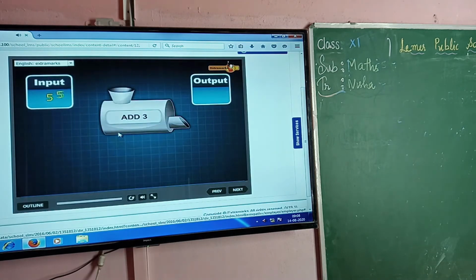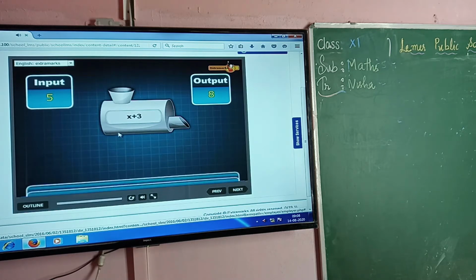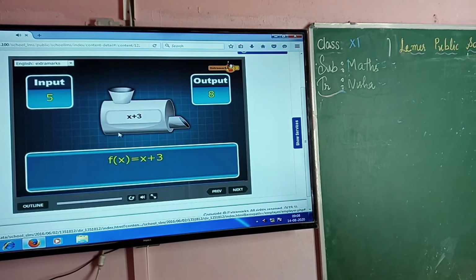We can think of a function as a machine that gives output for some input using a given condition or formula. Here, the formula used is add 3. We can write add 3 as x plus 3, where x denotes the input. We can denote the expression x plus 3 as f(x), which means a function f of x.